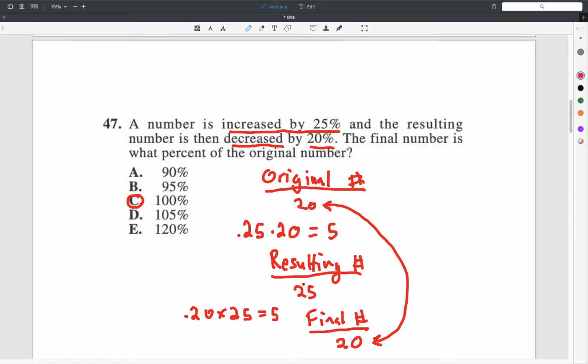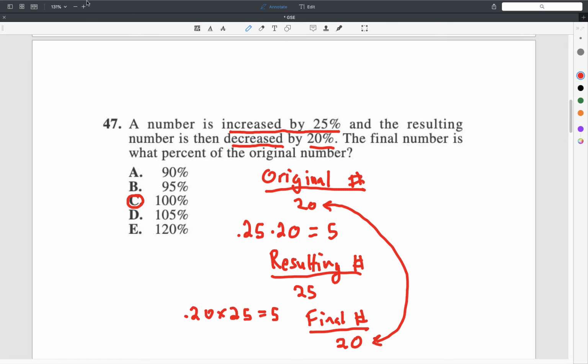And you can choose any number you want again, and you will get the same answer. Some numbers will be kind of cleaner to do than others. You might get a decimal if you use a different type of number, but you'll still get as your final that it's 100% of the original.